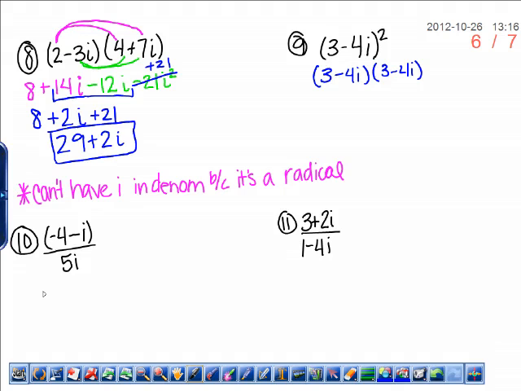So, let's start with 10. Negative 4 minus i over 5i. What's the problem?